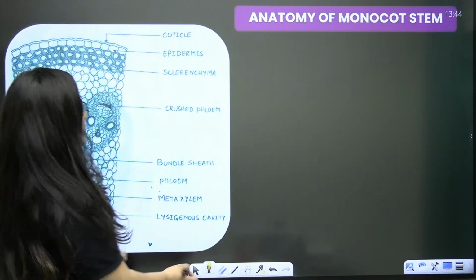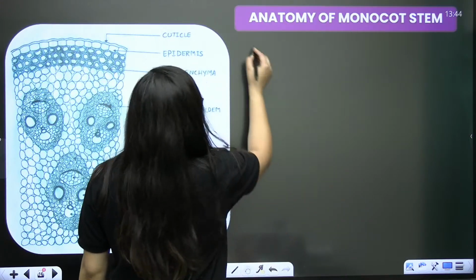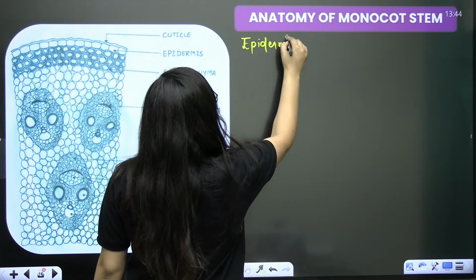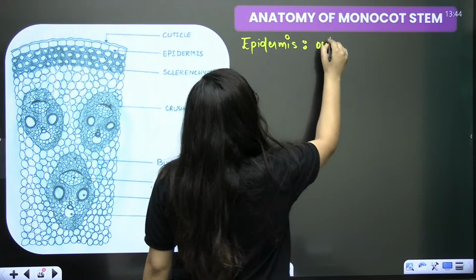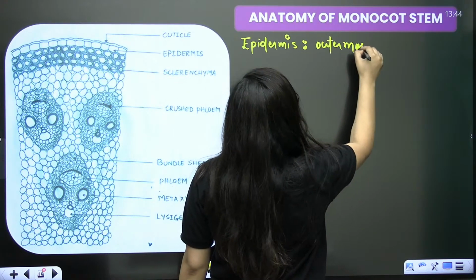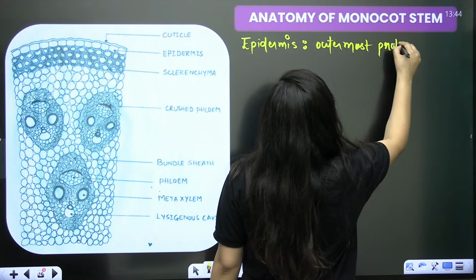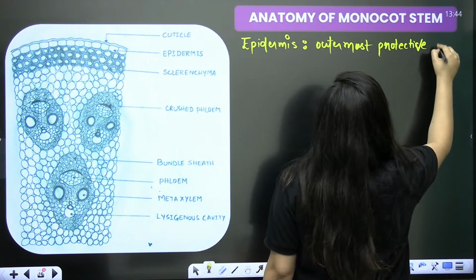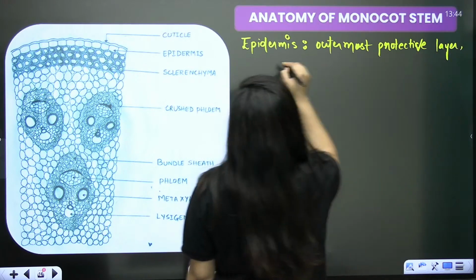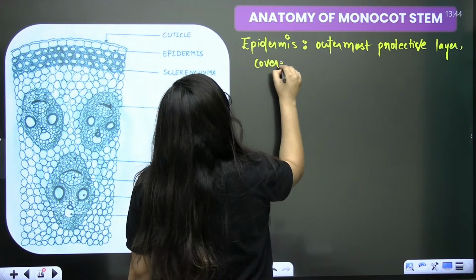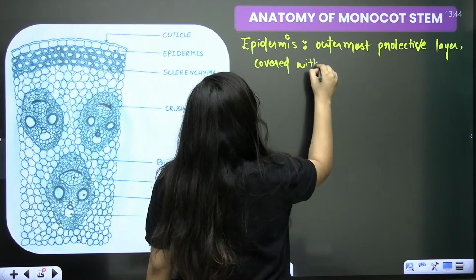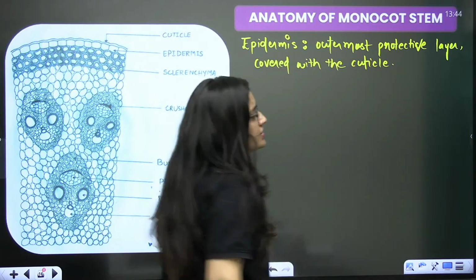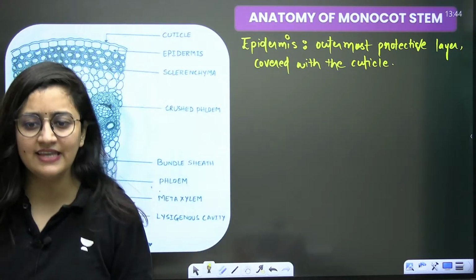So next is, bache, the anatomy of the monocot stem. Again, here also you will see epidermis, and again it is the outermost protective layer covered with the cuticle. Yes or no? Outermost protective layer covered with the cuticle. Here the story is again the same.